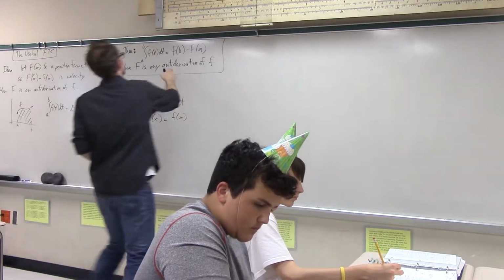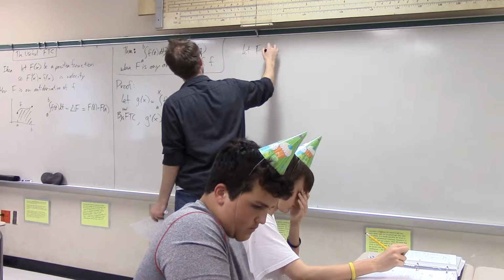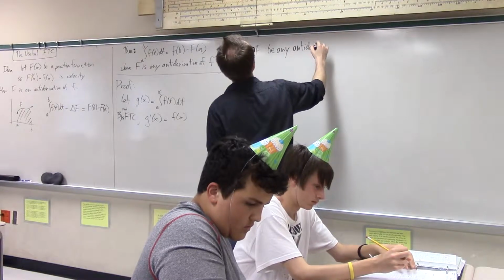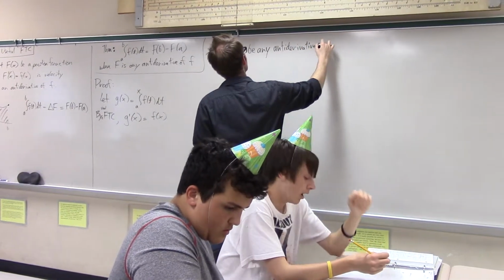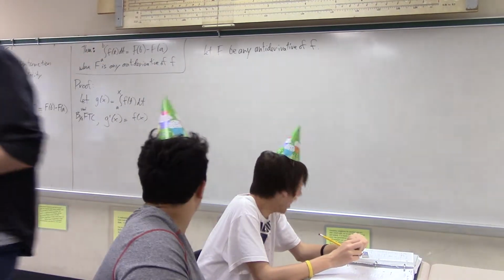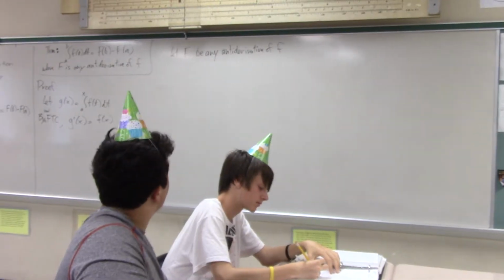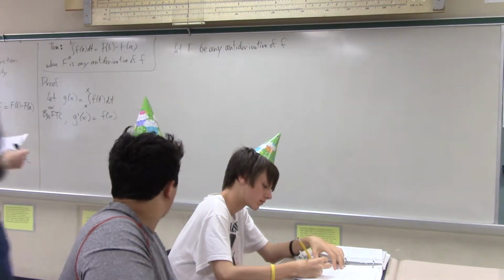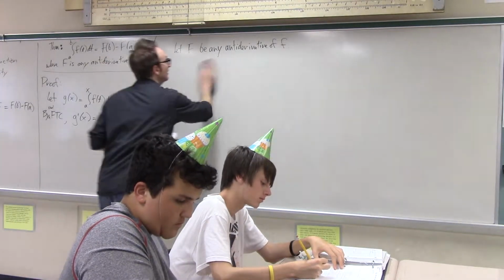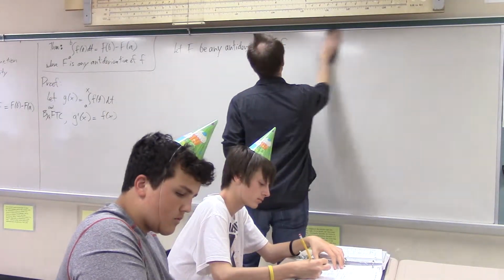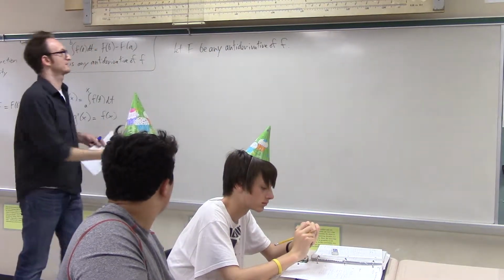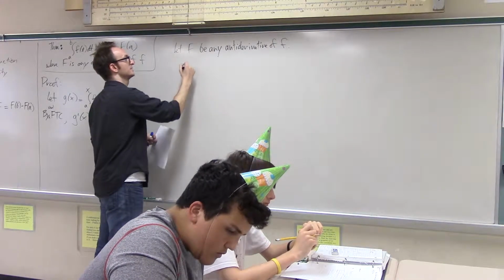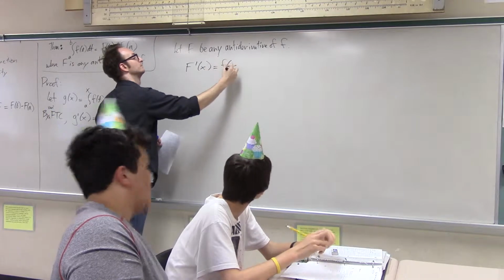Now I'm going to prove this. Let big F be any antiderivative of little f. Well, by the definition of antiderivative, what is the relationship between big F and little f? This is not a hard question. If F is the antiderivative, what do we mean by that? That means the derivative of big F is little f, right?